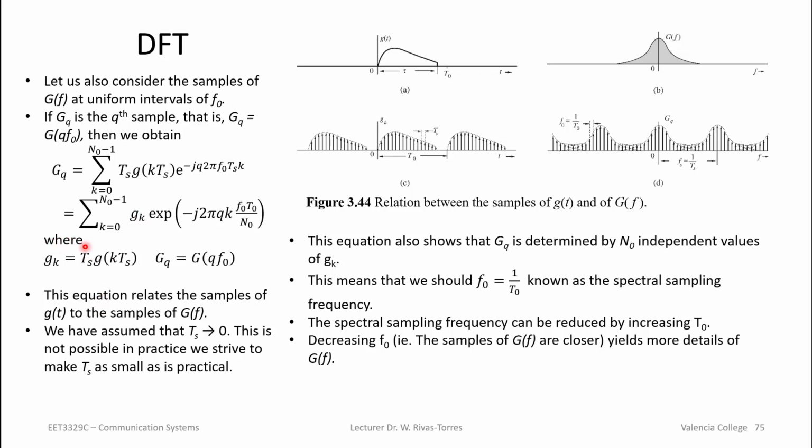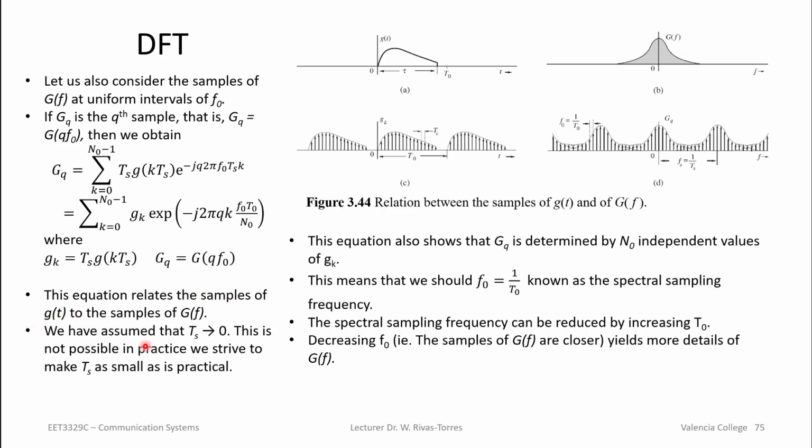And finally, we reach a point where we know that the G of K's are nothing but Ts times G of K Ts, and GQ is nothing but G of Q times F0. And this is the equation that establishes a relationship between G of T and G of F, the sampled ones, between the samples of G of T and G of F.